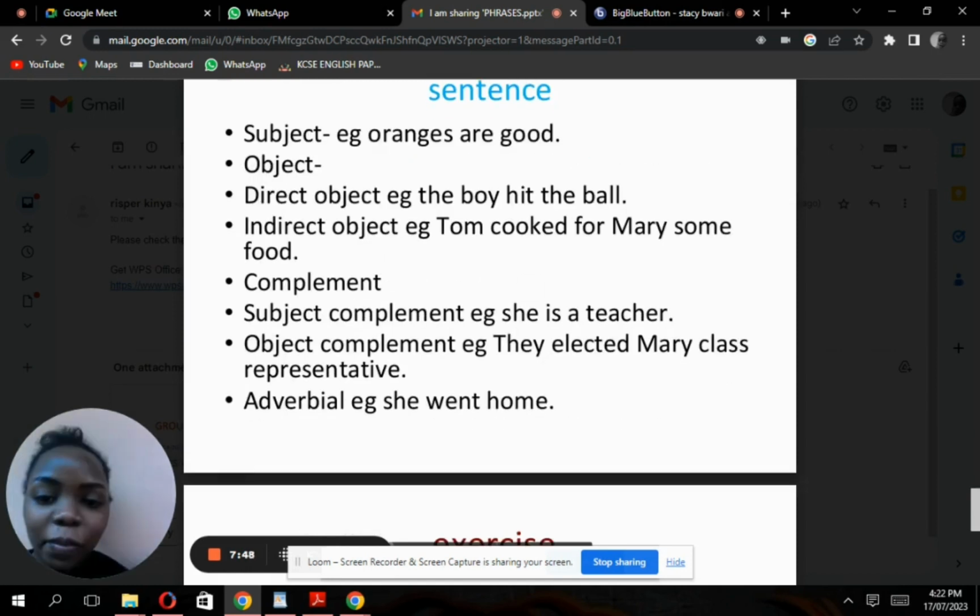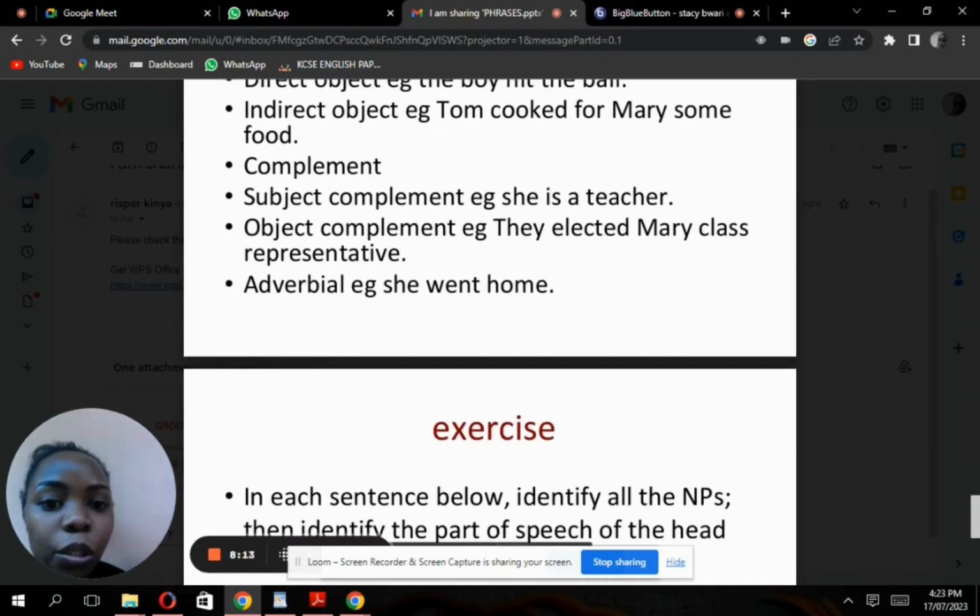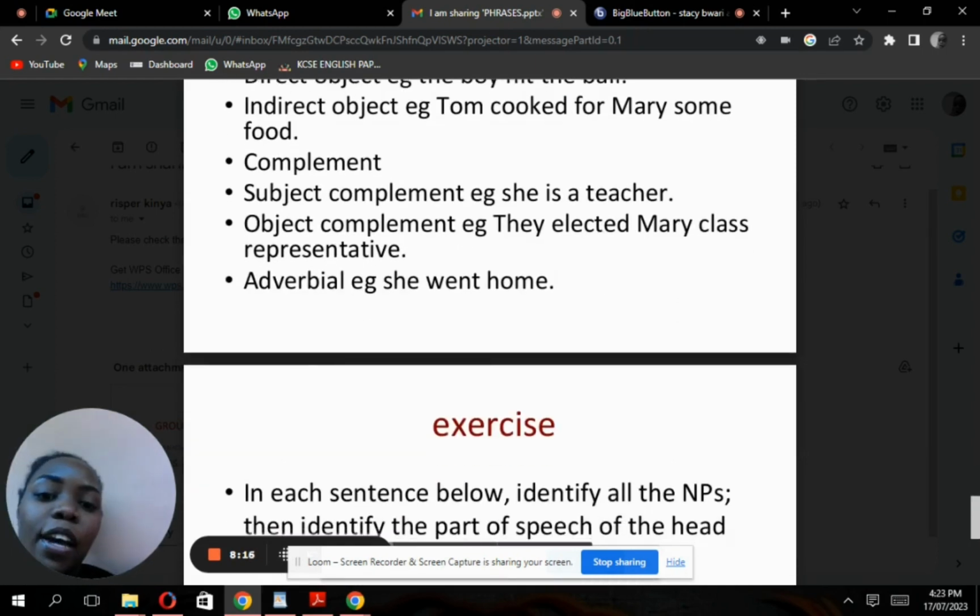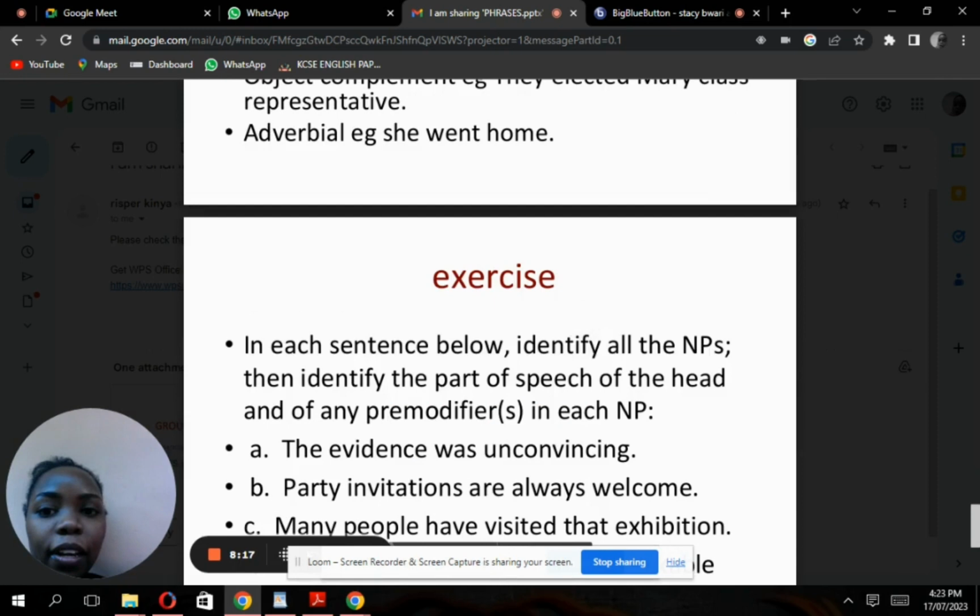We have the complement, subject complement. For example, she is a teacher. She is the subject, and a teacher is the subject complement. We have object complement. For example, they elected Mary class representative. The object complement there is the class representative. Then we have adverbial. She went home.